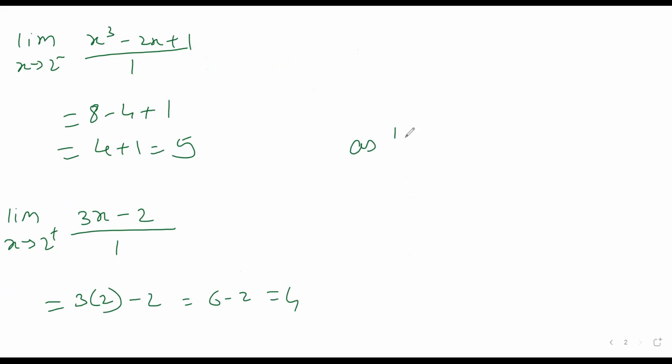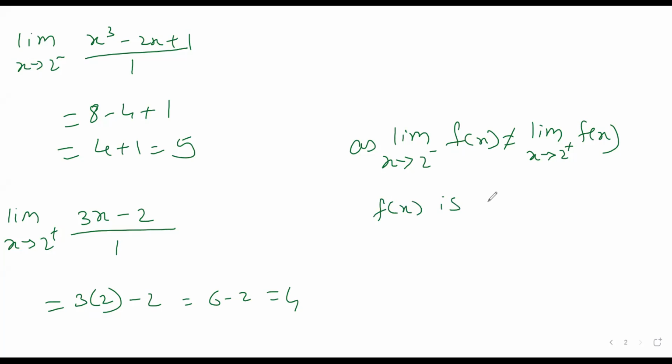So as limit x tends to 2 minus f of x is not equal to limit x tends to 2 plus f of x, f of x is discontinuous at x is equals to 2.